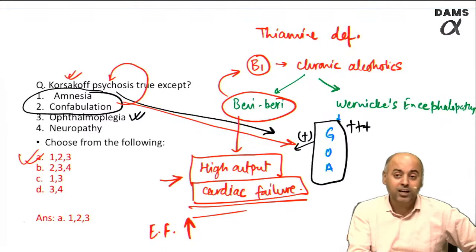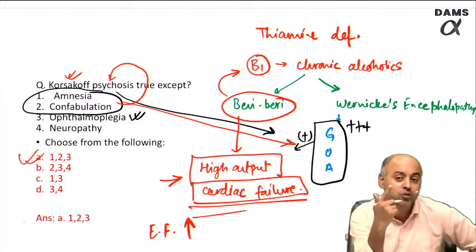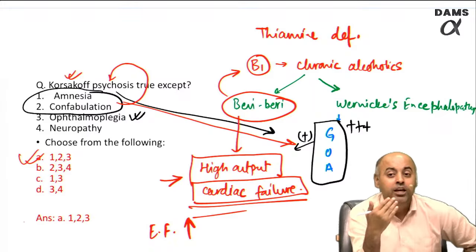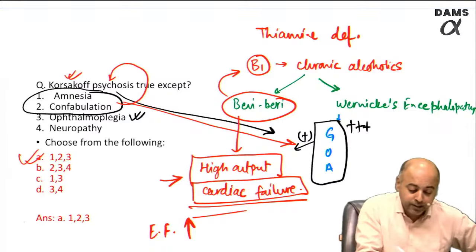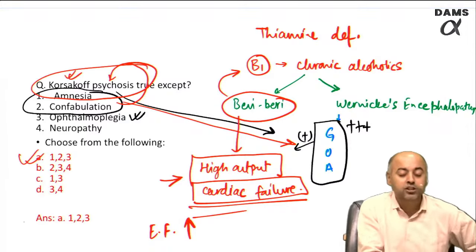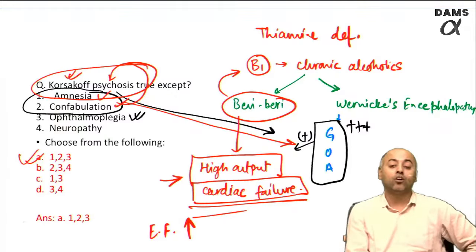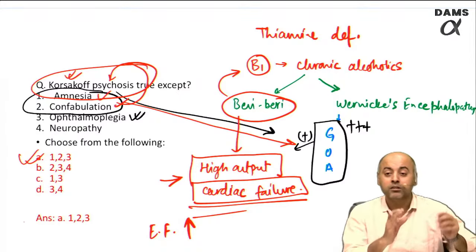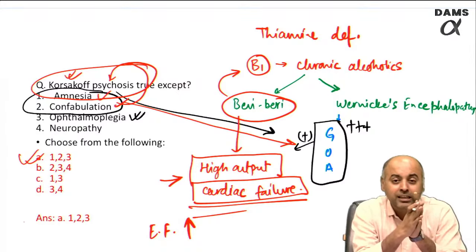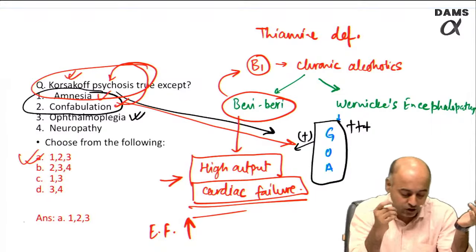For Wernicke's, we have the three classical features: global confusion, ophthalmoplegia and ataxia. If it progresses further, it can be complicated with the Korsakoff psychosis, which is associated with amnesia and confabulation. Amnesia is commonly short-term amnesia in nature. Long-term memory loss is generally not seen.